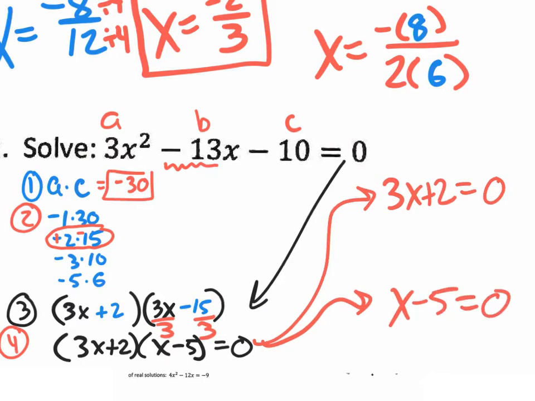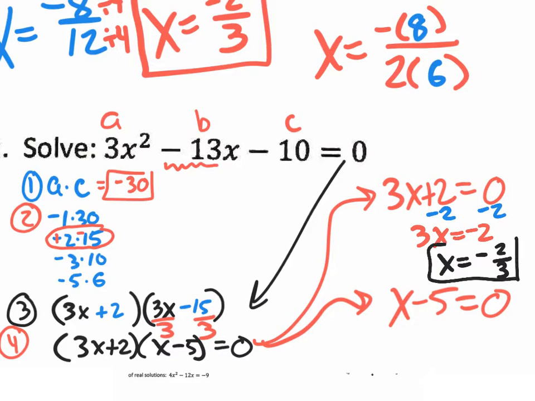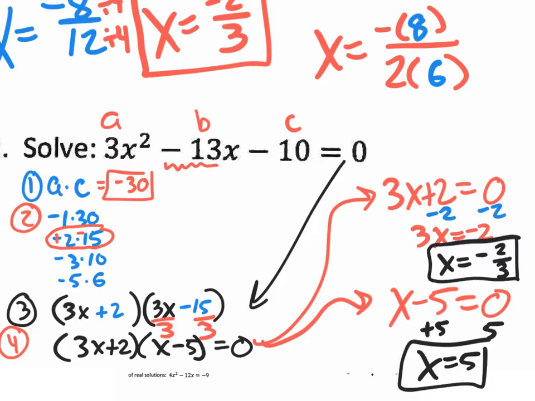Once again, when you have something times something, and if it equals 0, then the first something could be equal to 0, and the second something could be equal to 0. So now we solve those two simple equations. Subtracting 2, we will have 3x equals negative 2. So my final answer, if I divide both sides by 3, is negative 2/3. And that is one answer. And over here, if I add 5 to both sides, I have my other answer of 5. Those are my two answers right there.